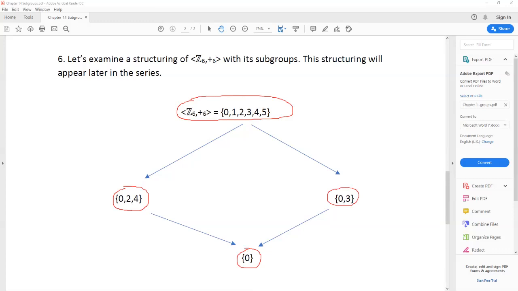In other words, 0 is contained in 0, 3, and 0 is contained in Z6. Also, 0 is contained in 0, 2, 4. And I'll just leave it at that for now. And we will discuss lattices later in the series.